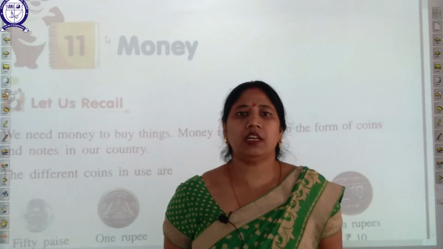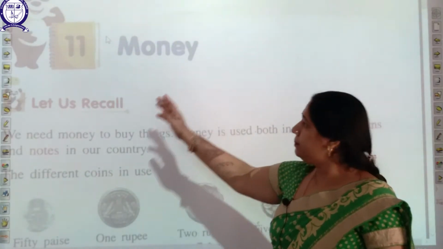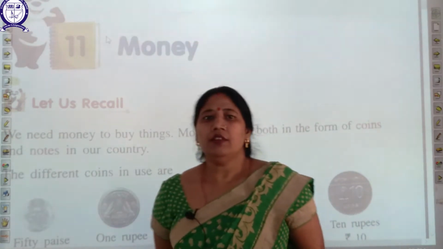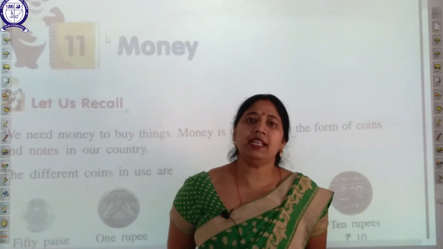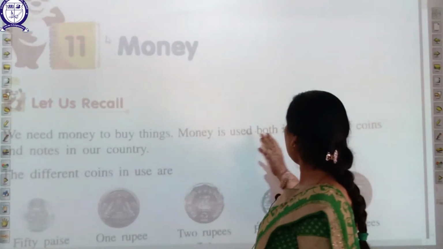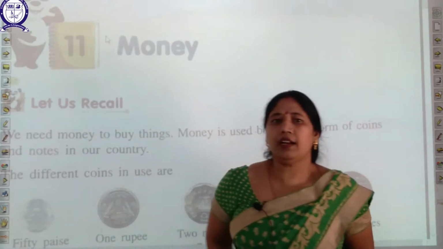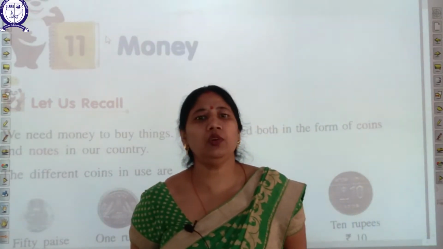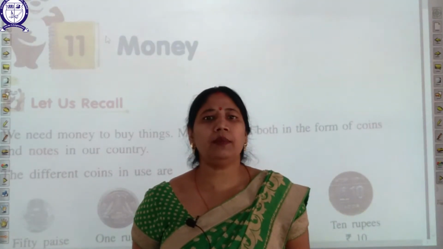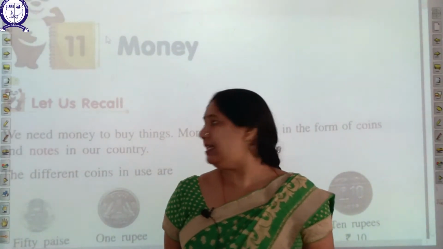Students, today we will study chapter unit number 11, money. We need money to buy things. When we want to buy something, we need money. Money is used both in the form of coins and notes in our country. So there are two types of money in our country, notes and coins.